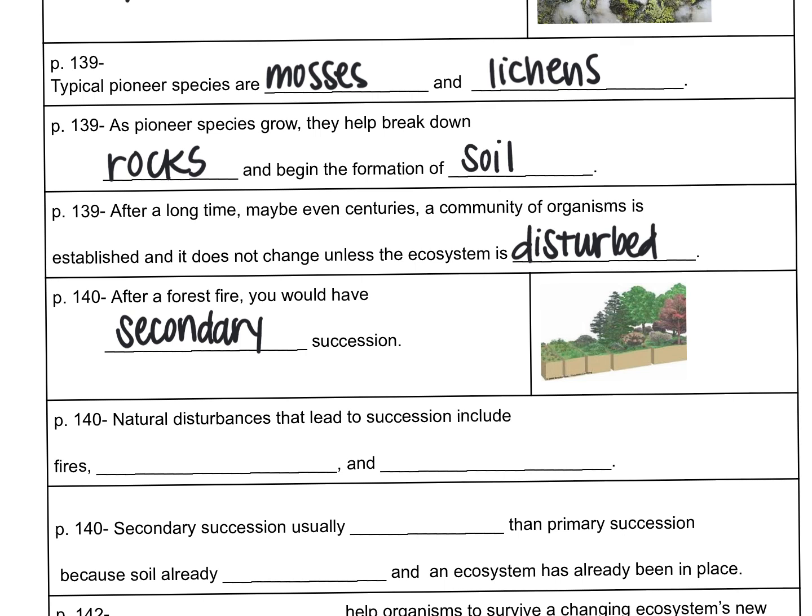There are things that happen, natural disturbances that happen in the world, and those things lead to succession. They can be fires, they can be hurricanes, or they can be tornadoes.